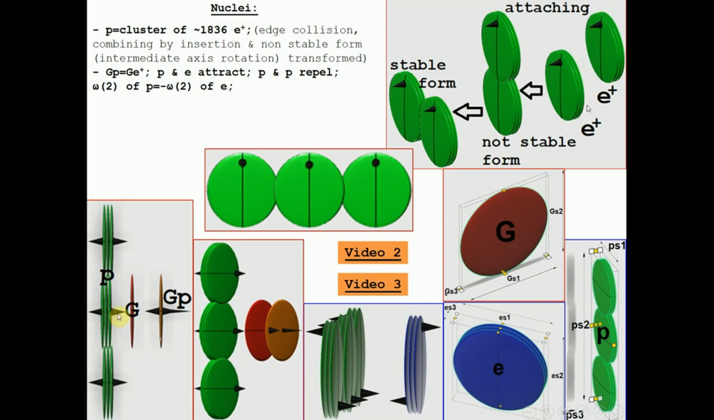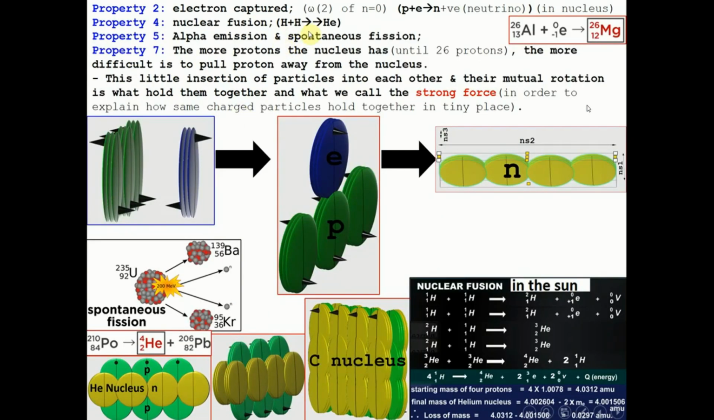Therefore, the proton will transform the G particle predominantly into Gp particles, which are equal to the Ge plus particle. And thus it will attract the electron, and two protons will repel each other. When two protons collide with each other at the edge, they will insert a little bit into each other and create a bigger nucleus. This nucleus can grow and grow when more and more protons continue to collide on its edge and insert a little bit into it.